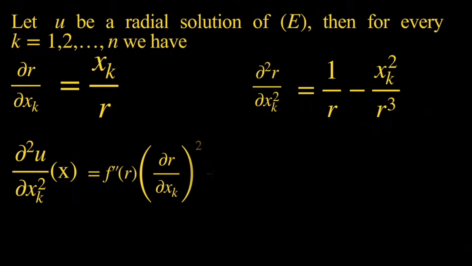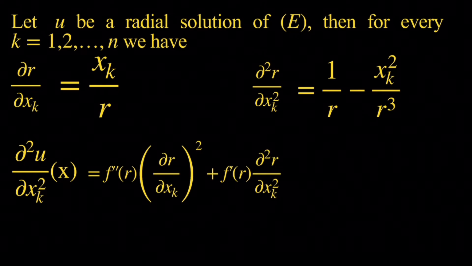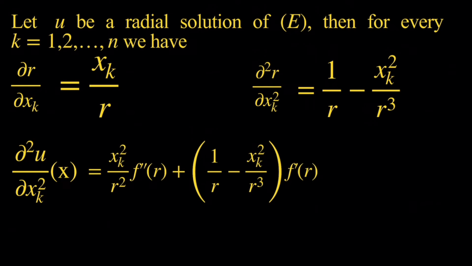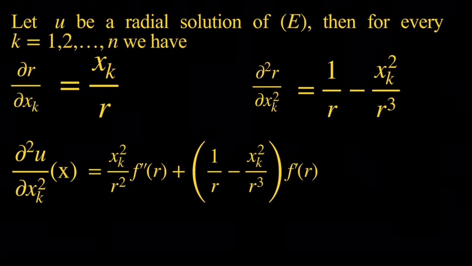So we're going to get the following. Okay, so applying the chain rule, and now we just replace. Okay, so we're going to get xk squared over r squared times f double prime plus 1 over r minus xk squared over r cubed times f prime of r.